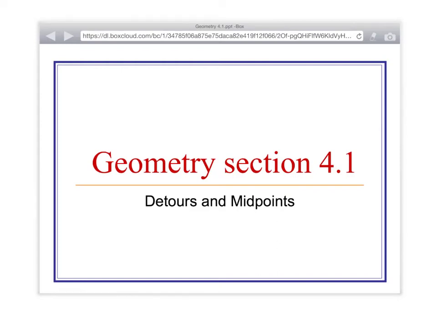In section 4.1, we're going to be dealing with two topics, detour proofs and midpoints. I'll get to midpoints towards the end. That'll only take a couple of minutes to get through. But the main topic that I'd like to discuss is detours.